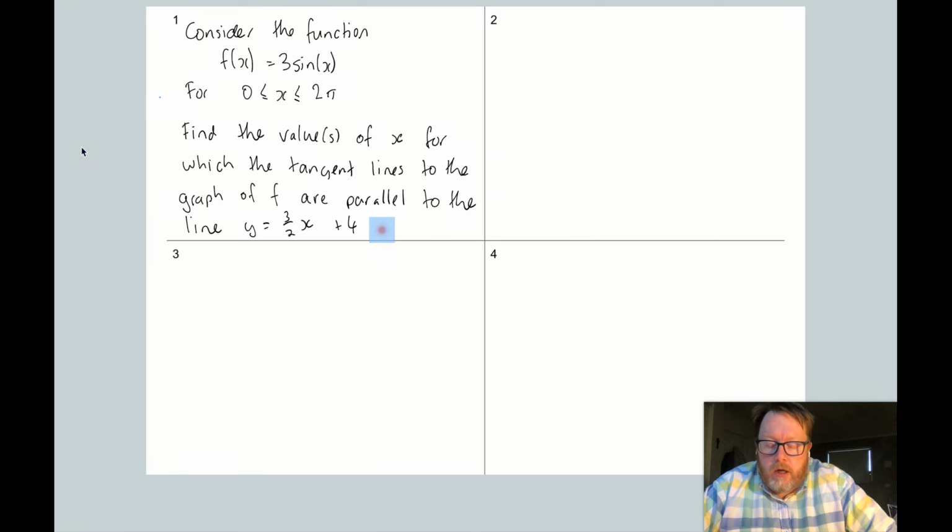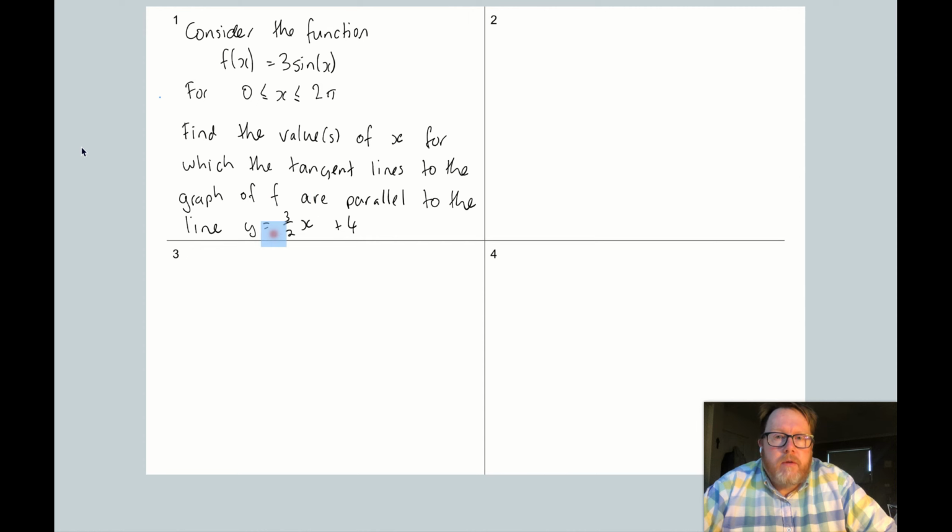So it's a lot of language which is designed to really test quite a few things here. For example, what does tangent line mean? What does parallel mean? So it's a matter of putting it all together. It's a classic exam style question. So first of all, we know this is a straight line, and this straight line has a gradient of 3 over 2 and a y-intercept of 4. The y-intercept is irrelevant. This is the bit that we're interested in, the gradient.